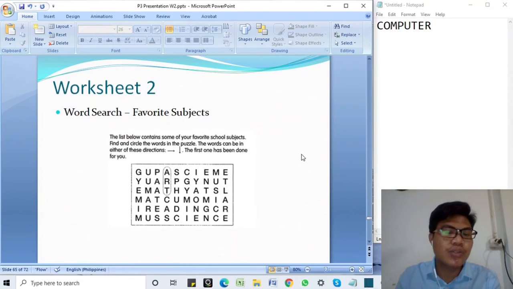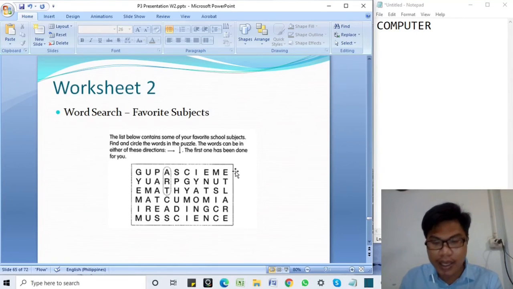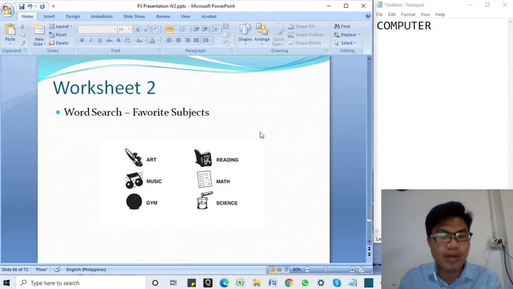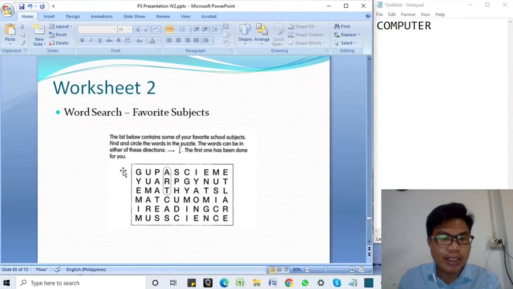Okay. Now let's move on to worksheet number 2. This is a word search for your favorite subjects. The list below contains some of your favorite school subjects. Now you have to find and circle the words in the puzzle. Oh, I'm sorry, this is the puzzle, and this is the list of the words that you have to find in the puzzle. Let's say, for example, art. We have to search for this in the puzzle. In this particular puzzle, art is also answered.